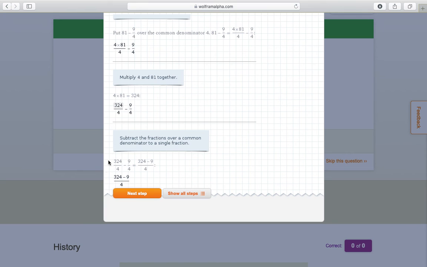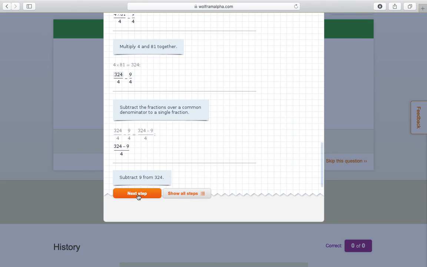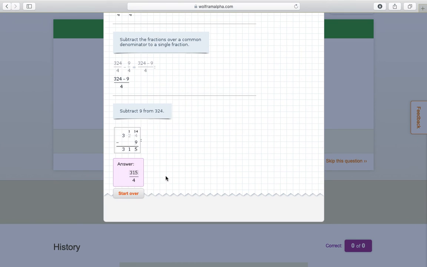They're breaking it down for you here, so that's good. The more steps, the better. Subtract 9 from 324. And there's your answer. It's 315/4. I got 78 3/4. So 315, clear, 315 divide, oops, I made a mistake. I hit the wrong key. 315 divided by 4 equals 78 3/4.